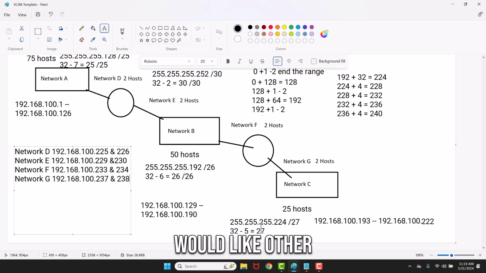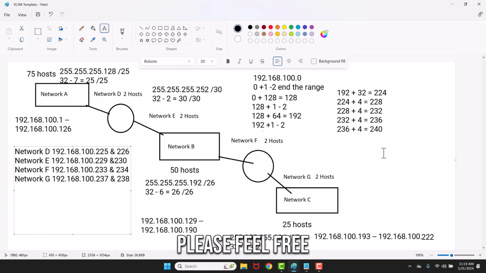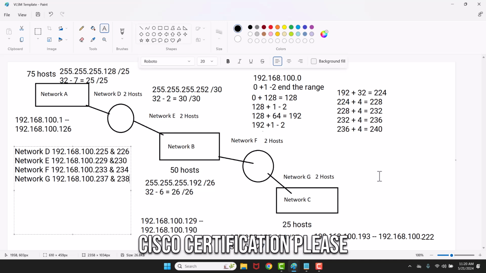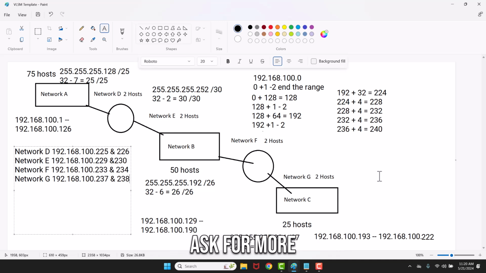So if you would like other examples, please feel free to contact me. The level to which they want you to go on the Network Plus is just to find the subnet mask. That is the much simpler math. If you're studying variable length subnet masks so that you can take and pass the Cisco certification, please ask for more help if you would like some additional practice.